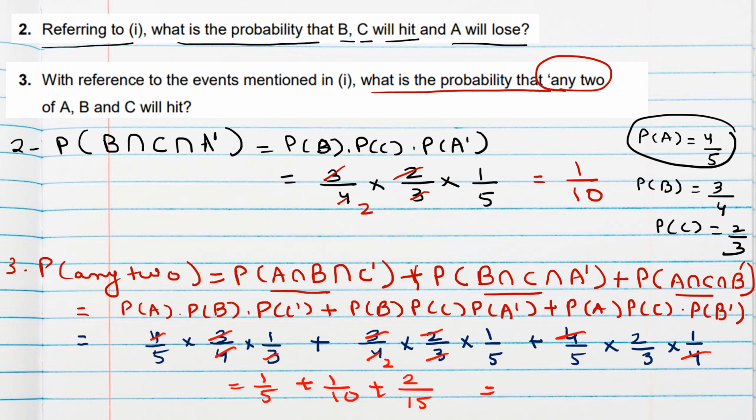So I think we can go with the LCM 30. So 6 plus 3 plus 2, 2 is already there, plus 4 divided by 30. So 13 by 30 will be the answer. Okay, 13 by 30 will be the probability of any two of A, B and C will hit the target.